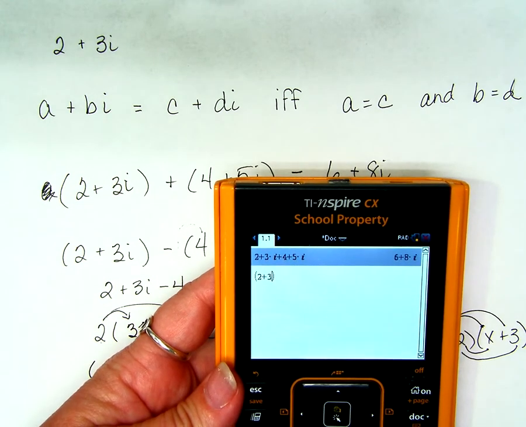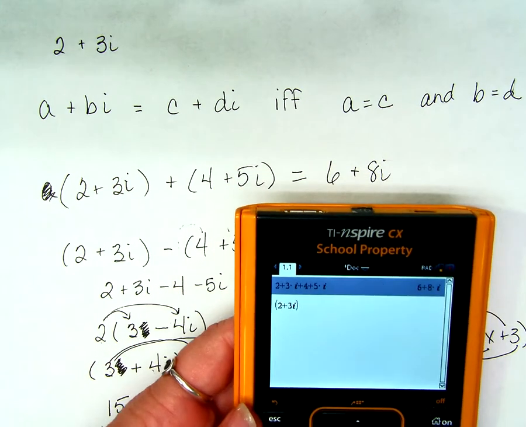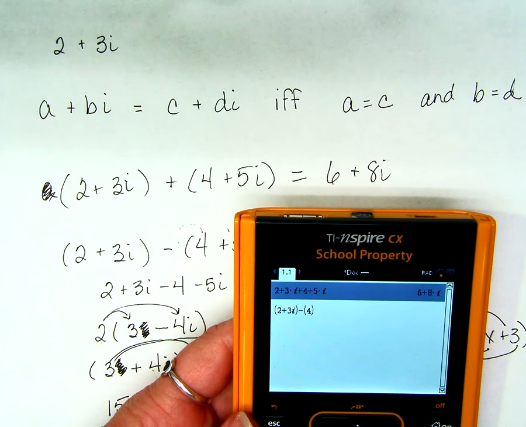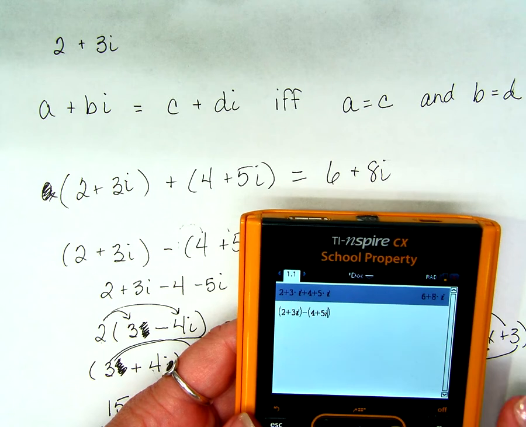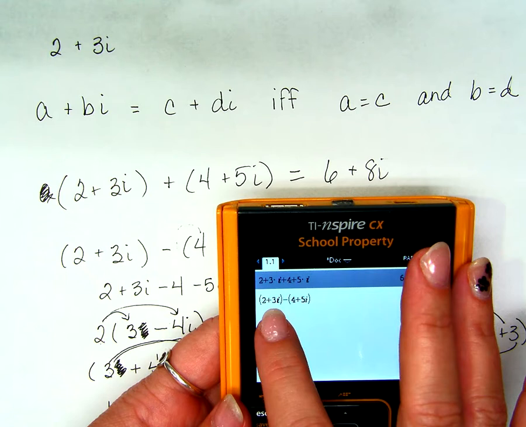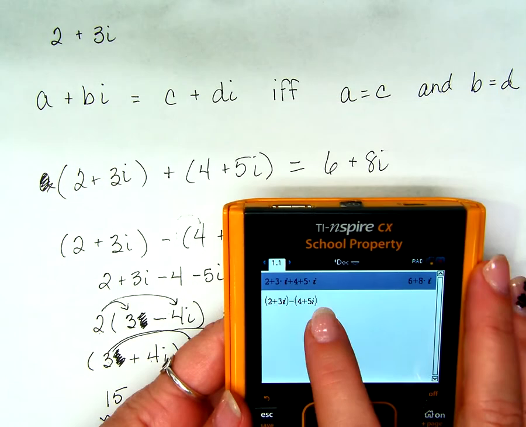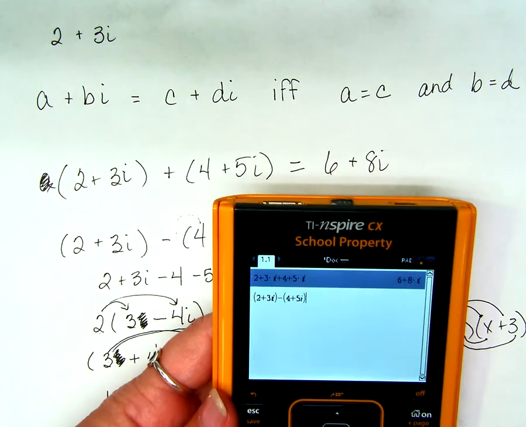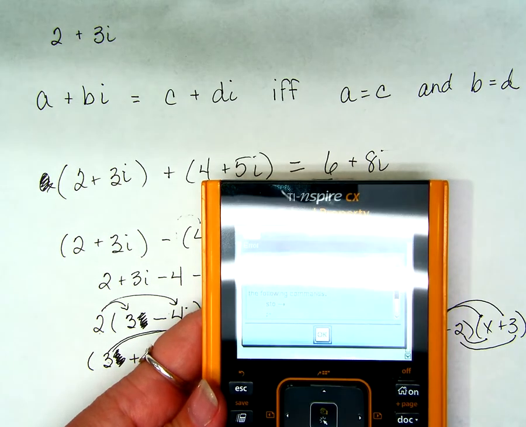2 plus 3i minus 4 plus 5i. Now, notice the i's right now. That's the i that I got from here, right there. And that's the i from the letters, this letter i. You think it's going to work? No. Variable is not defined.